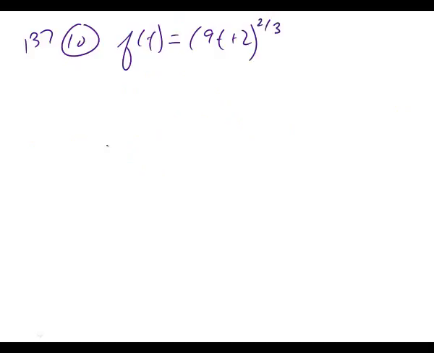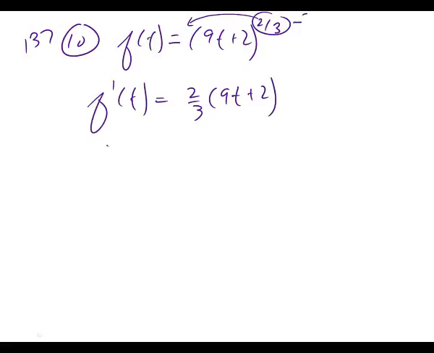So 137, number 10. And we have f of t equals 9t plus 2 to the 2/3 power. Alright, so again, my outermost function is 2/3. So I'm going to bring that to the front. 9t plus 2. I'm going to subtract 1, which would be 3 over 3. So it would be what power? Negative 1/3.